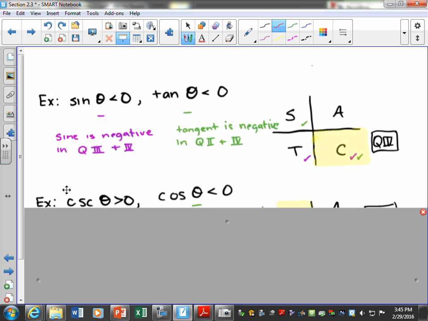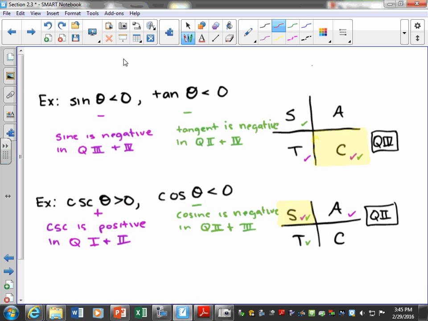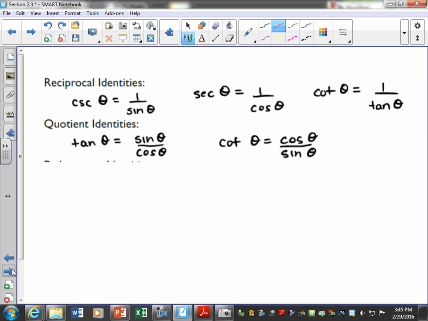Okay, our next example is when our cosecant is greater than 0. That means when this one's positive, and when the cosine of theta is less than 0, so when that one's negative. So we make those comments, and the cosecant's positive here and positive in all, so that's the two purple checks. Cosine's negative here and here, so they overlap and meet both criteria in quadrant 2. Okay, so that's just practicing locating angles in quadrants.